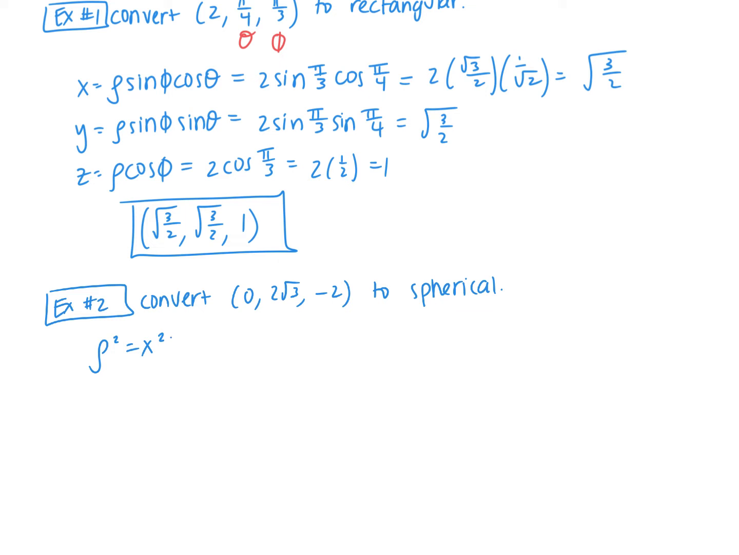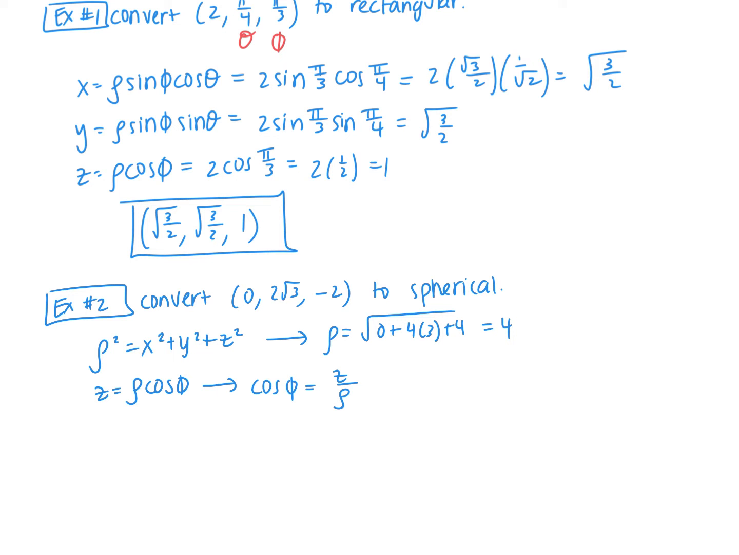So rho squared is equal to x squared plus y squared plus z squared, which tells us that rho is going to be the square root of 0 plus 4 times 3 plus 4, which equals 4. Okay, so then we have the formulas for x, y, and z. The z formula is the least complicated one. We know that z is equal to rho cosine of phi. So cosine of phi is equal to z over rho, which is negative 2 over 4, which is negative 1/2.